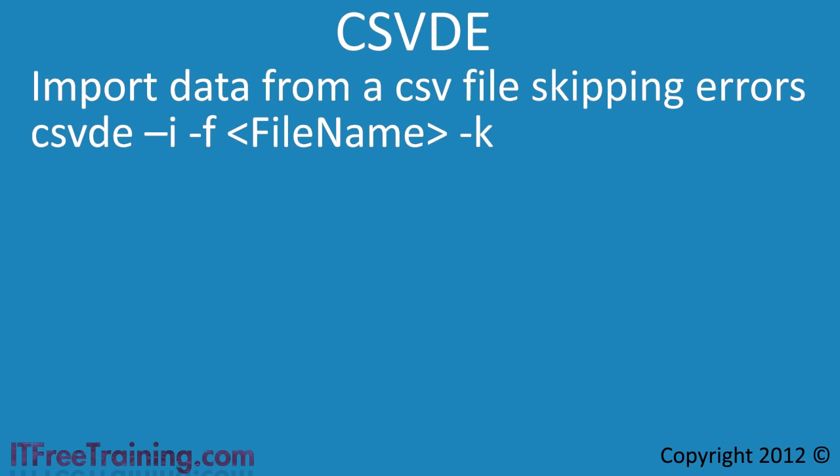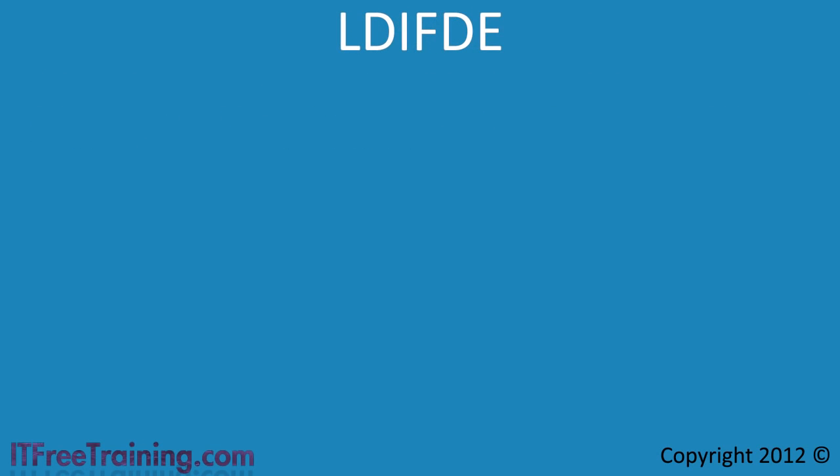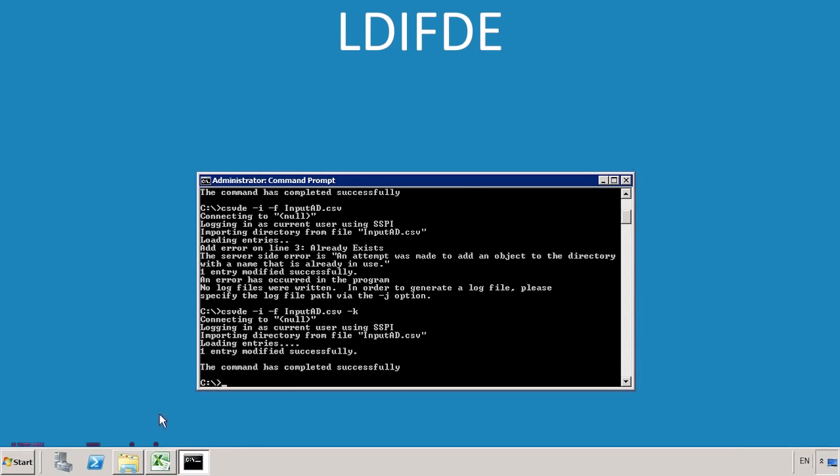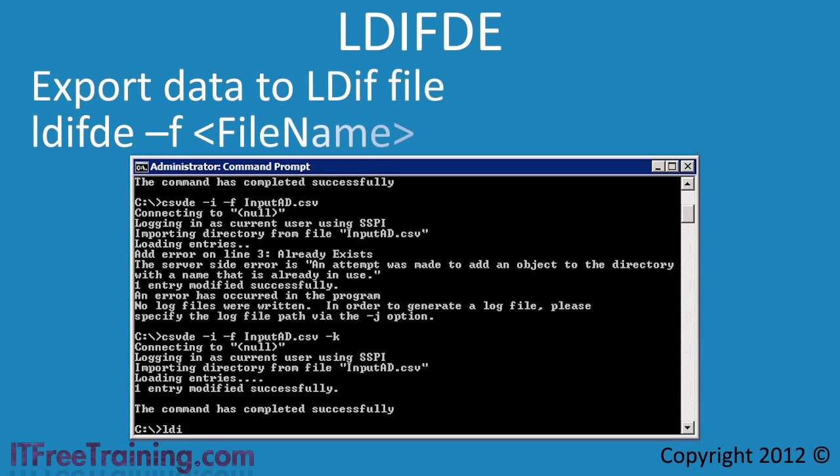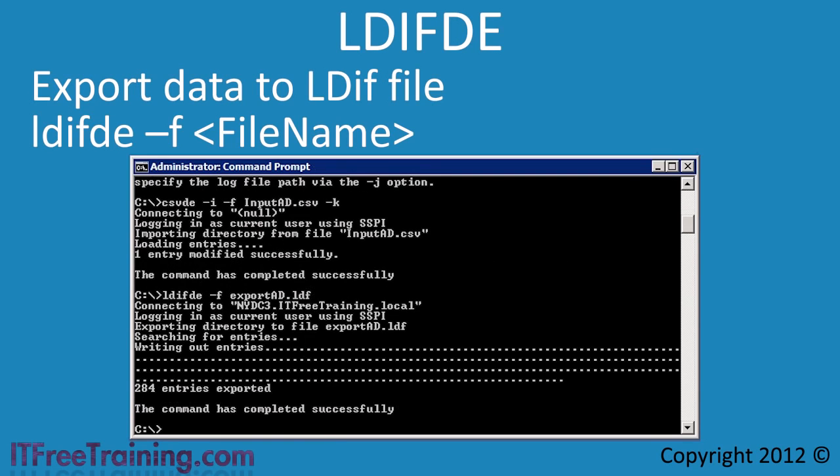This covers how to use the CSVDE tool. The next tool that I will look at is LDIFDE. Although LDIFDE exports data in a different format, the parameters for CSVDE and LDIFDE are the same. If I open the command prompt again, as with the last command, I will need to run LDIFDE with the parameter -f followed by the file name. This will export all the objects from Active Directory into a file in LDIF format.